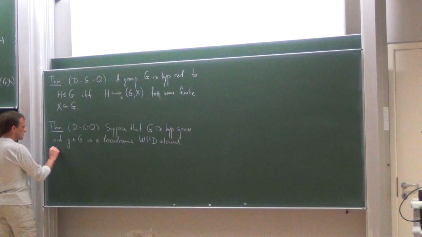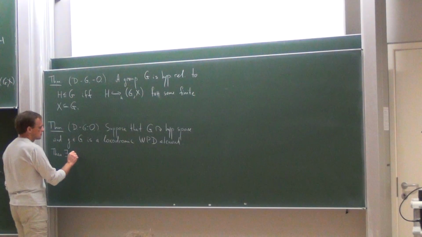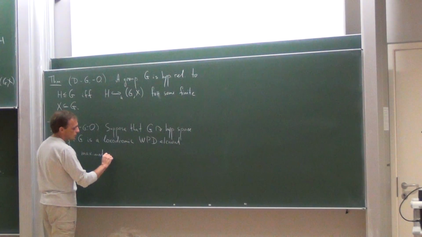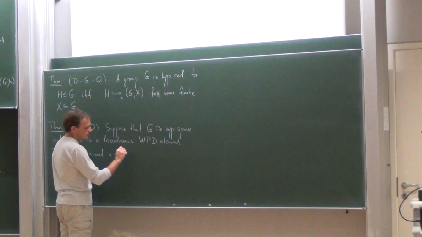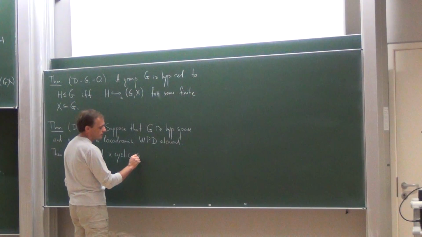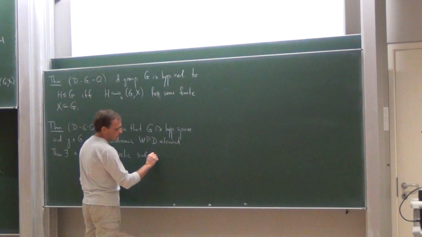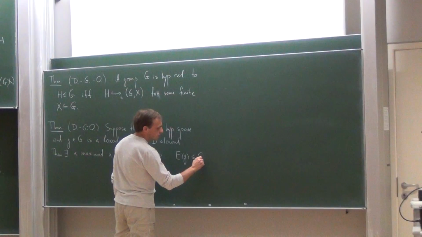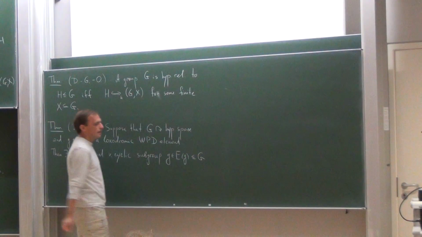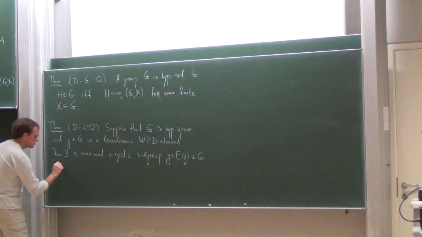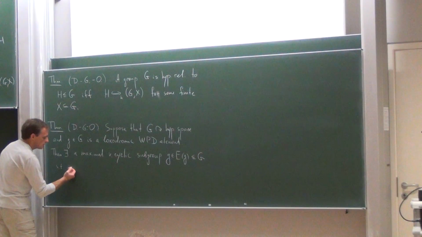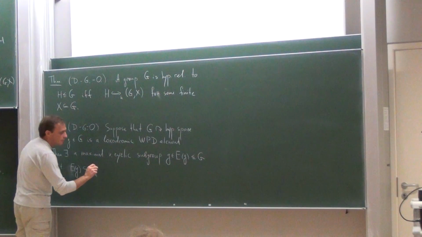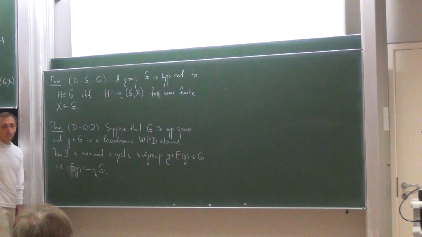Then there exists a maximal virtually cyclic subgroup E(g) of G, which contains my element g, such that this subgroup is hyperbolically embedded into my group.